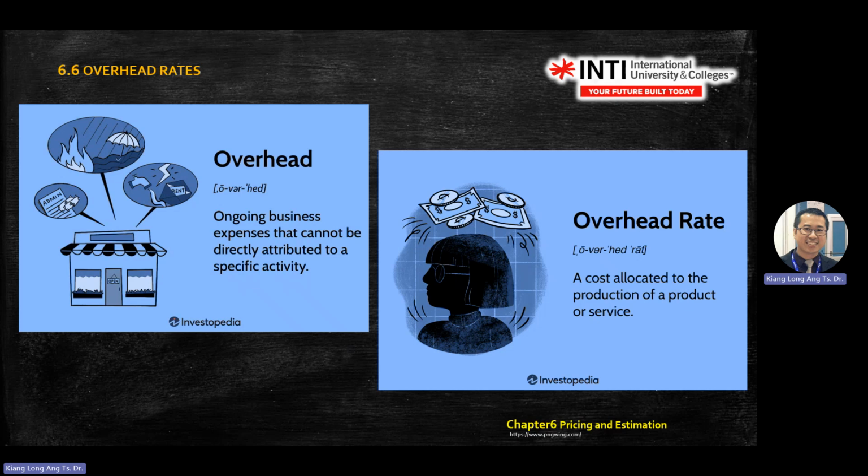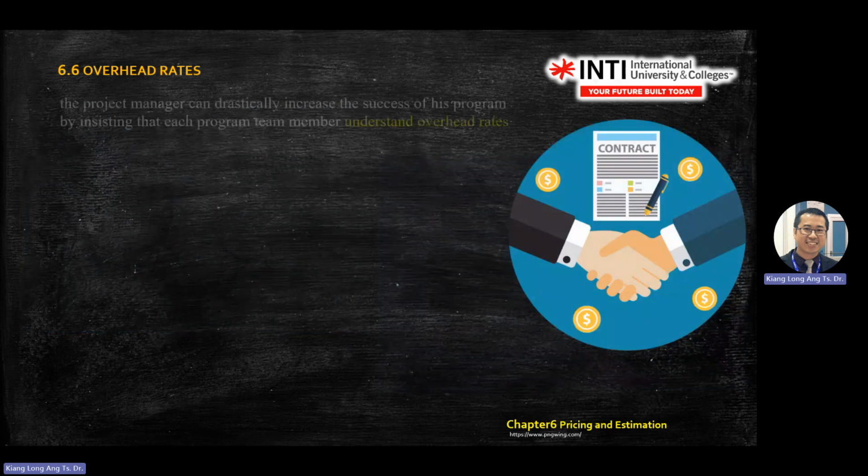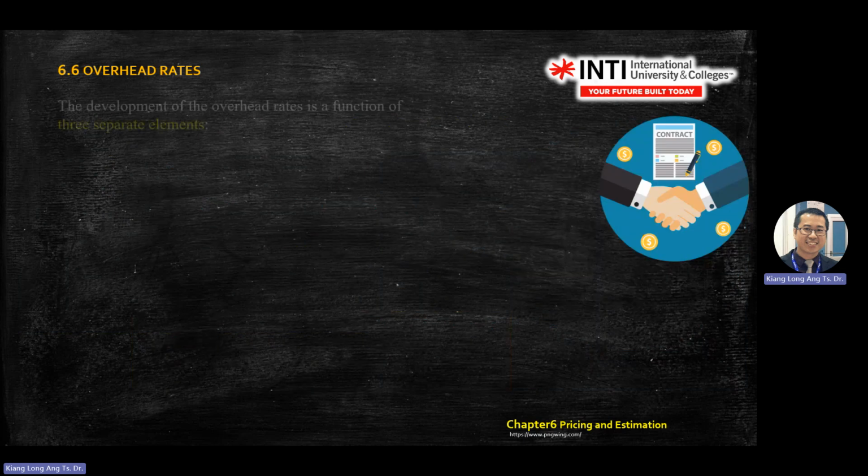Then overhead rate is a cost allocated to the production of a product or service. Overhead rate, you need to include in your product cost. Like when you produce an iPhone, you need to include the hourly rate of your labor, how many people you need to hire just to assemble one complete handphone. You need to include that. This one you read, overhead rates.